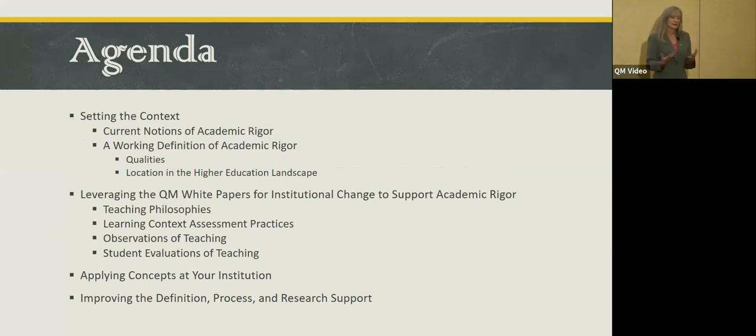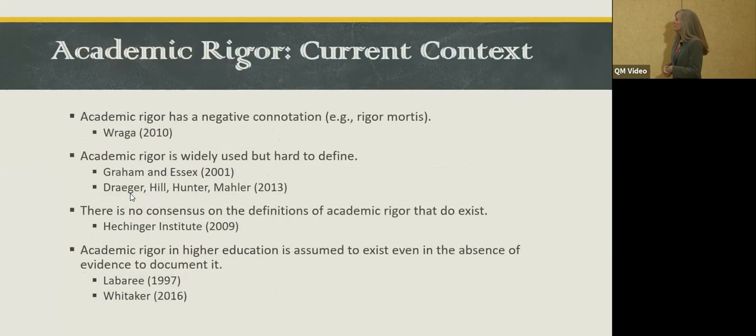When we look at where we are in academic rigor, this is where I landed when I started doing the research on this project. Academic rigor has a negative connotation. It's rigid and inflexible. It's associated with things in academia that are removed from the real world. It's widely used, but if you ask someone to define it, it's challenging. There's no consensus. When there are definitions that are published, it's hard to find a common pattern. And sometimes it's assumed to exist in higher education, even though there's no evidence to demonstrate it.